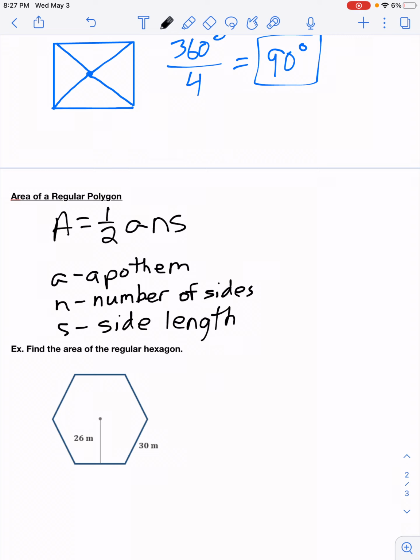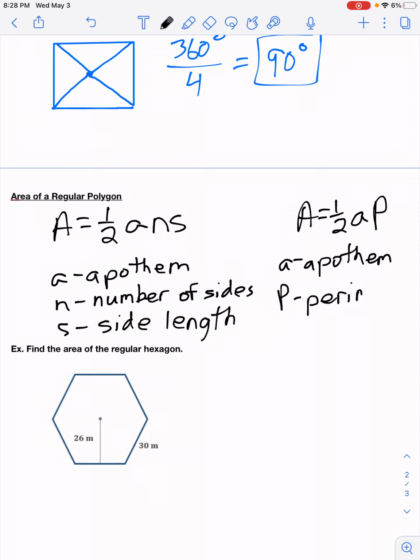The other way you might see this formula is A equals 1/2 AP, where A is still the apothem, and P is the perimeter. Depending on the formula sheet you see or who you ask, you might see either of those formulas. I will generally tend to use the first one, because the perimeter of a regular polygon is just the number of sides times the length of one side. So you could use either one of those formulas, whichever one makes more sense to you. As I said, I will tend to use the first one.